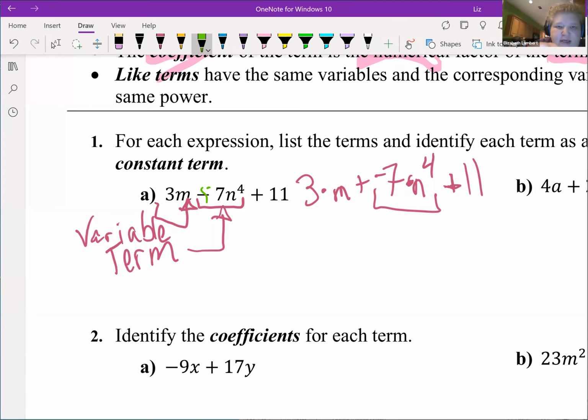Then our lovely 11 here is the constant term, positive 11.